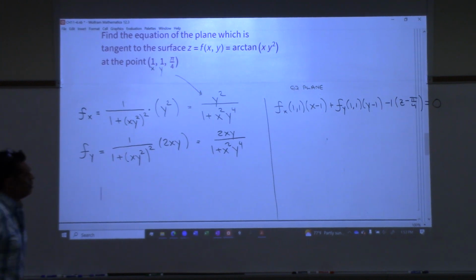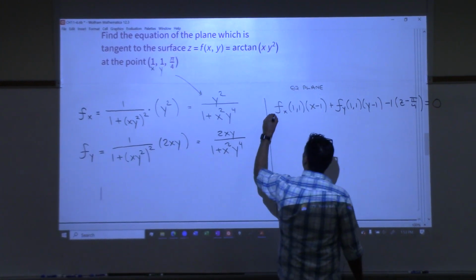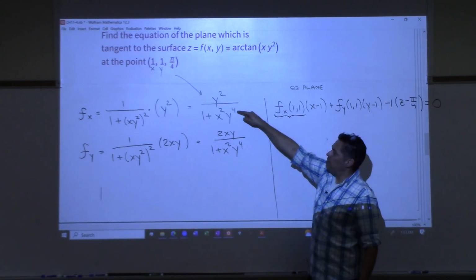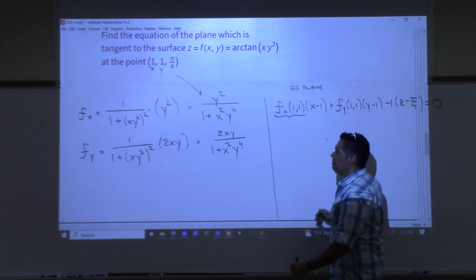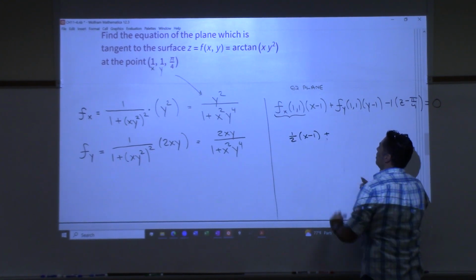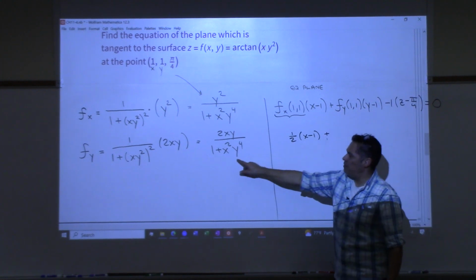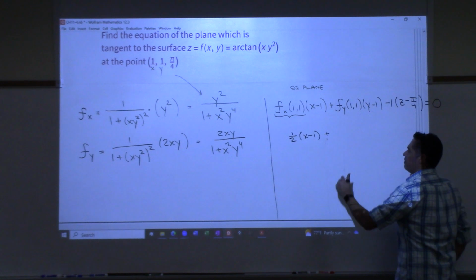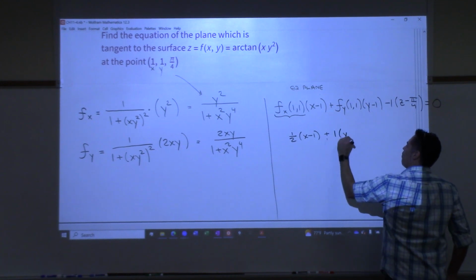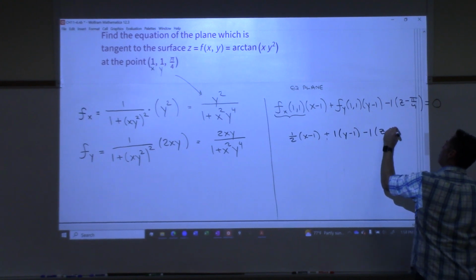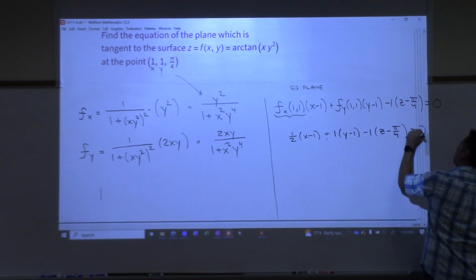What is this first number right here? We need to figure out what this first number is, so we need to plug 1, 1 into this. You get 1 half. And then you have x minus 1. And then you do plus. Now you have to plug 1, 1 into this one, which is 1 half again. Or no, is it? It's 1, because you have a 2 on top this time. So you get 1, and then y minus 1, then negative 1, and then z minus pi over 4 equals 0.